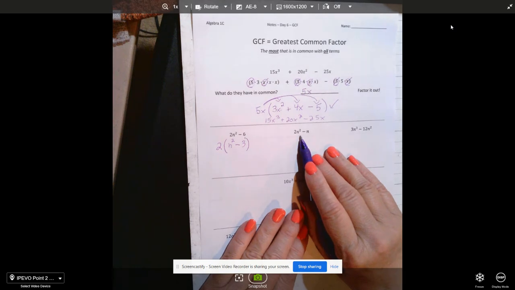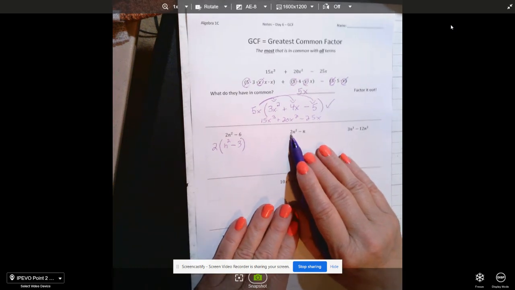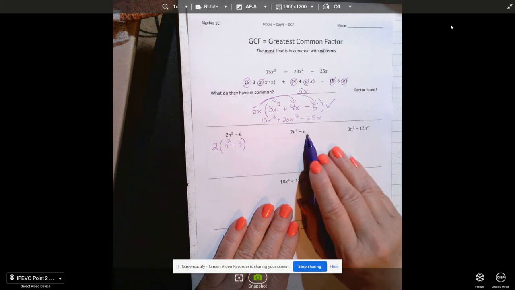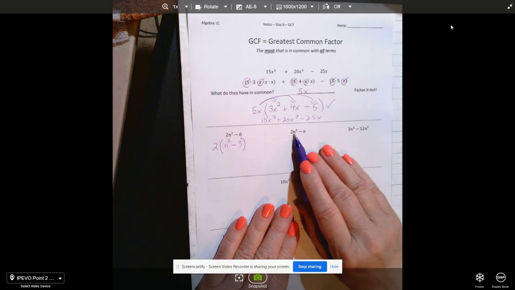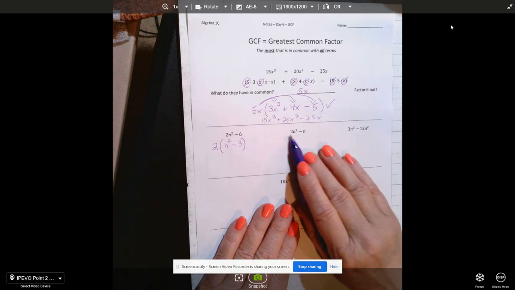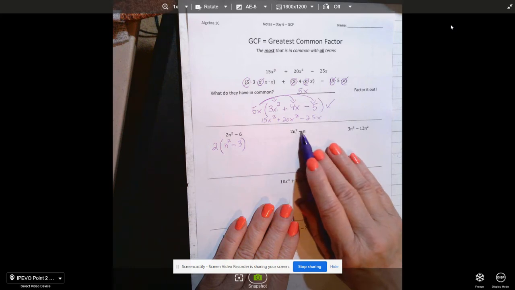Let's try this next one. If I look at the numbers, this is a 2 and this is a 1. So as far as the numbers go, they don't share anything. Let's look at the variables. This has 2 n's and this term only has 1 n. So I can factor 1 n out because they share an n.